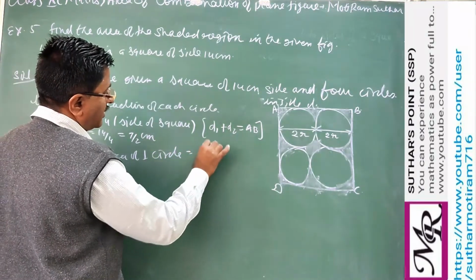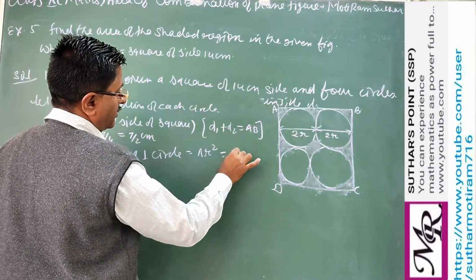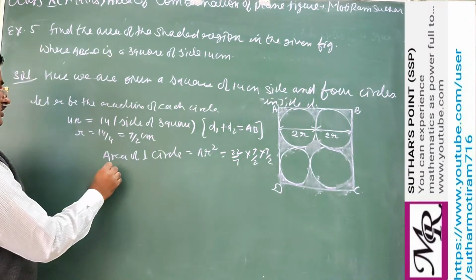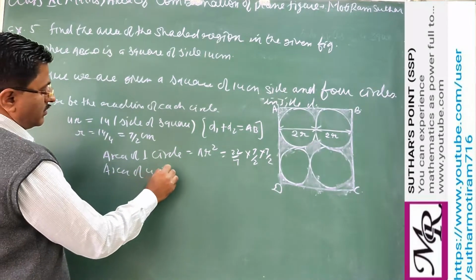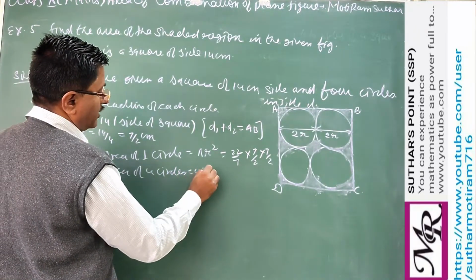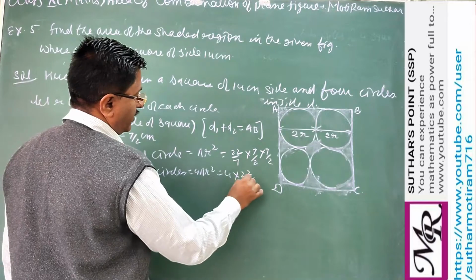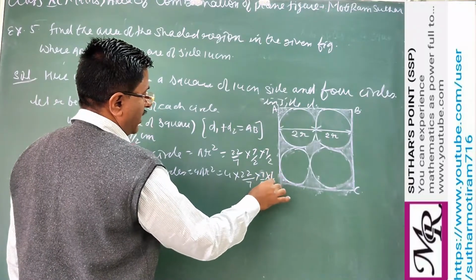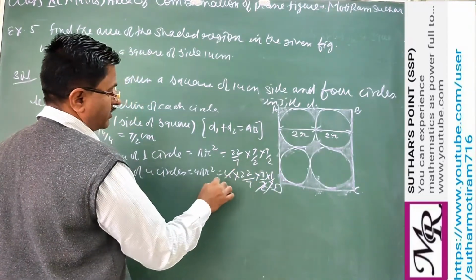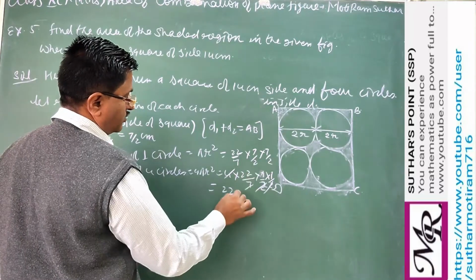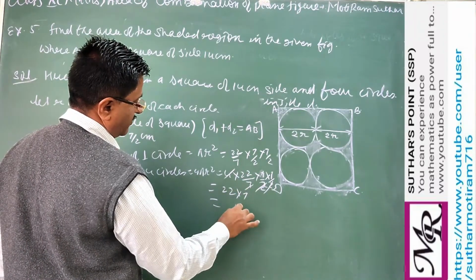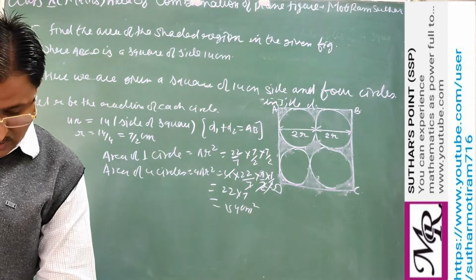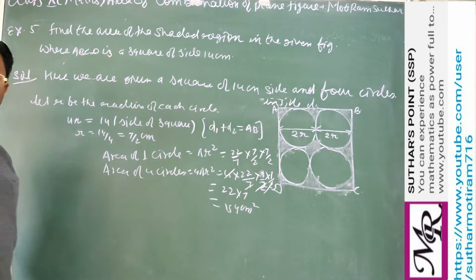Now the area of one circle, the formula is pi r square, that is pi into 7 by 2 into 7 by 2. The area of 4 circles is 4 pi r square, that is 4 into 22 by 7 into 7 by 2 into 7 by 2. So this 2 and 2 get divided, and we get 22 into 7. So the area of the 4 circles is 154 centimeter square.